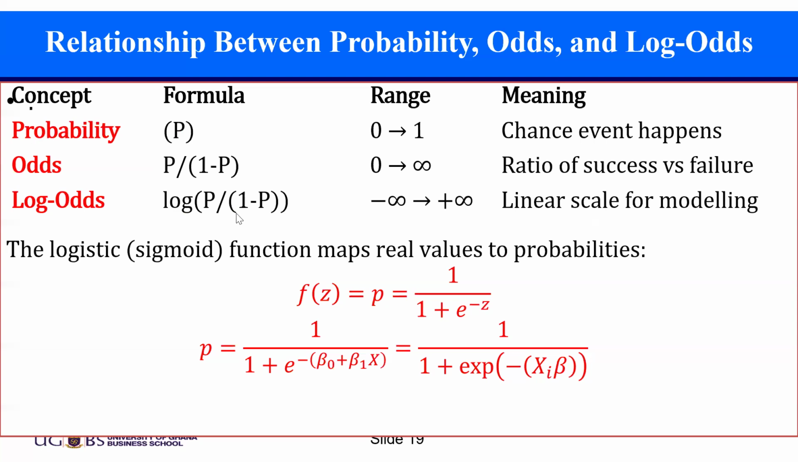Now, the logistic function, I told you, maps real values to probabilities. So if the value is real, it can map it to a probability. For that to happen, we can say that the sigmoid or logistic function is equal to 1 over 1 plus e raised to the power negative z. Now, watch z carefully.